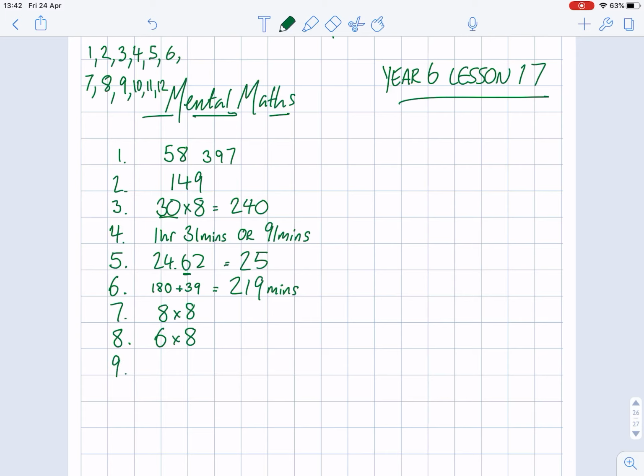Question 9, add together 38, 57 and 60. So if I add my tens together, I get these 3 numbers here. 60 add 50 is 110, add 30 is 140, add on the 8, 148, add on the 7, 155.